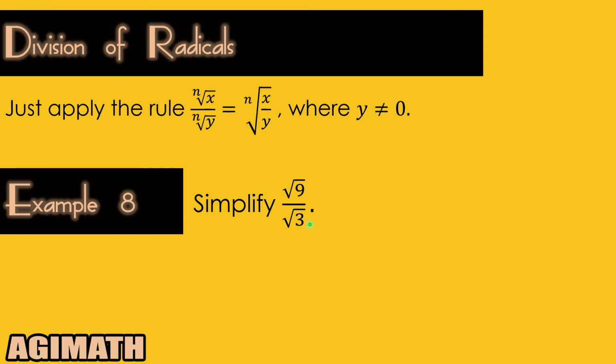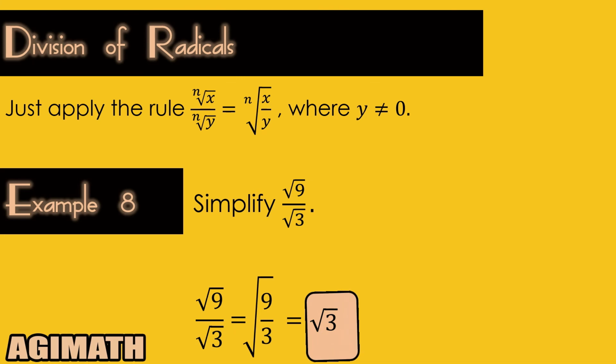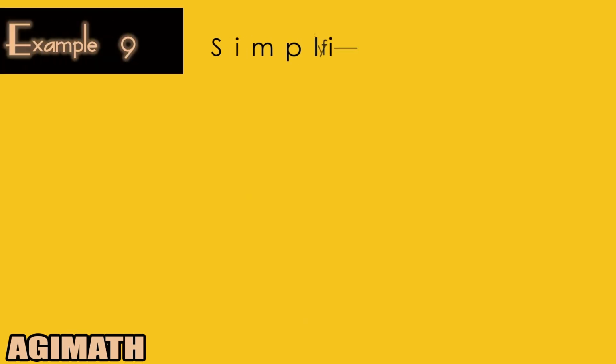So, the same with multiplication. For division of radicals, the orders or the indexes should be equal before you can proceed with this rule. So since they are the same, the index is 2, then we can proceed with square root of 9 divided by 3. And 9 divided by 3 is equal to 3. And we have square root of 3, and that's it. Very simple. Example number 9. Simplify 6 minus square root of 2 over 4 minus square root of 2.